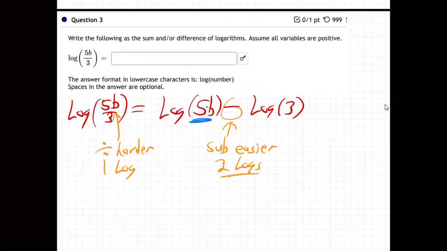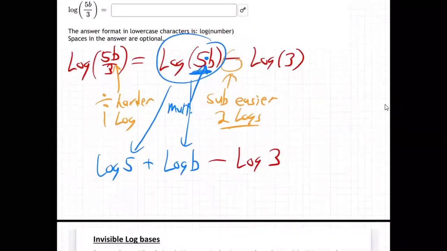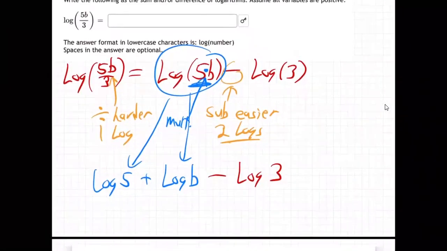Now, one other thing. Right here, this means 5 times b, doesn't it? This is multiply. So that means we can take this and break it up into two logs. Log 5 plus log b, and then we still have the minus log 3. You don't need parentheses on anything. That's the final answer. Do you see that?